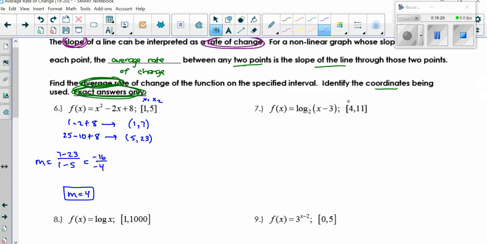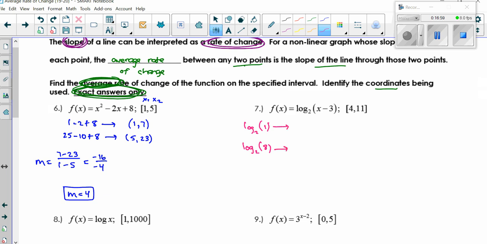Okay. All right. So I'm going to substitute 4 in. So when I substitute 4 in, that's going to give me log base 2, and 4 minus 3 is 1. Okay, and then when I substitute 11 in, that's going to give me log base 2. Let's see, 11 minus 3 is 8. Okay, so this is good review of the unit that we're going to have to test on when we return to school.